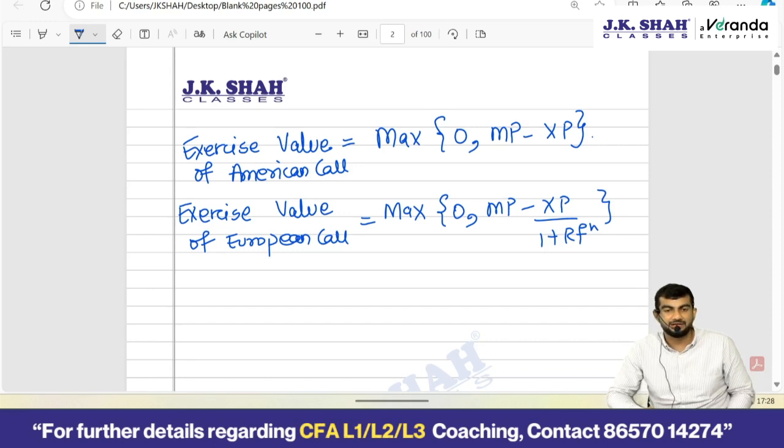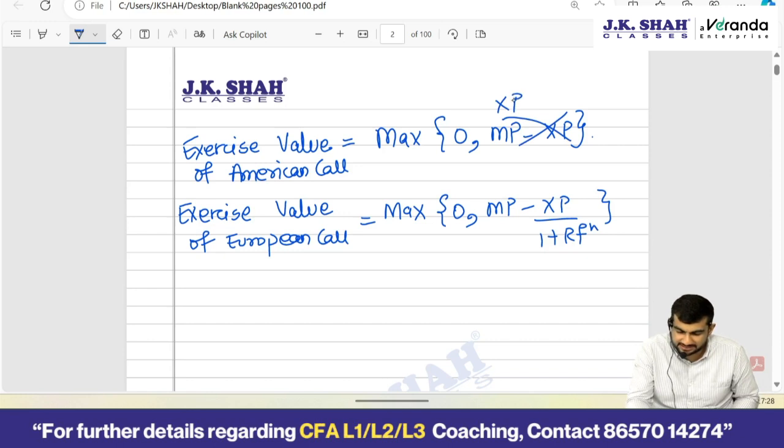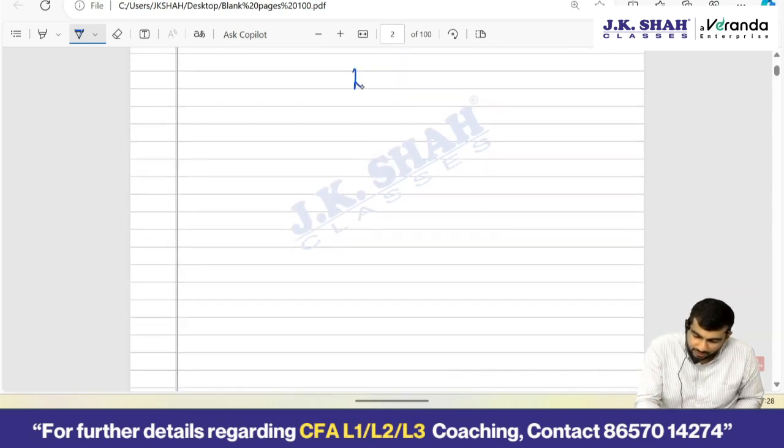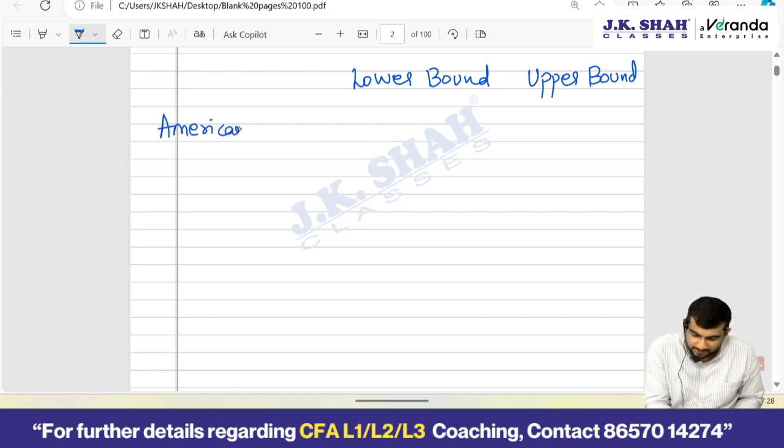Okay, now exercise value of American put will be maximum of 0, exercise price minus market price, and similarly exercise value of European put would be reverse. Okay, I am not writing it again, but I hope you understand that. Now this brings me to a point: lower bound, upper bound. First let's discuss for American call. Lower bound is always maximum of 0, MP minus XP.